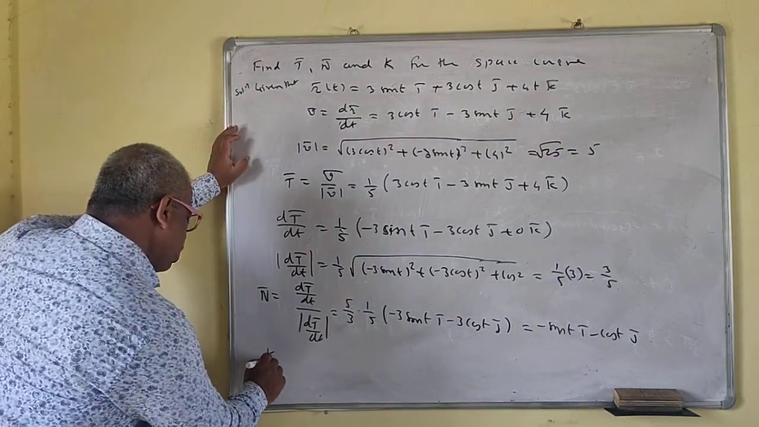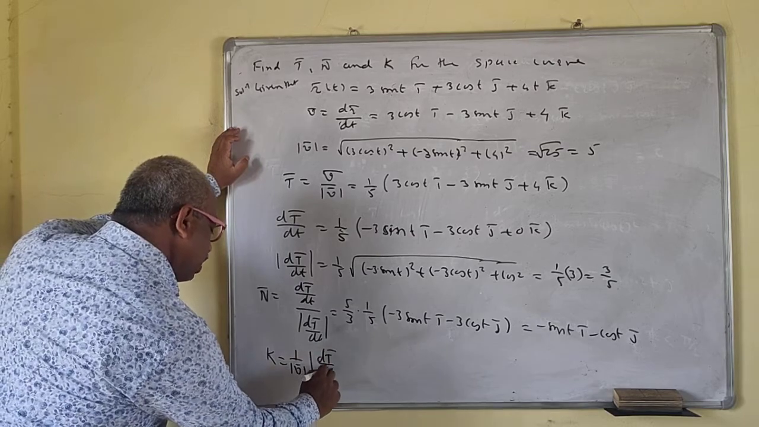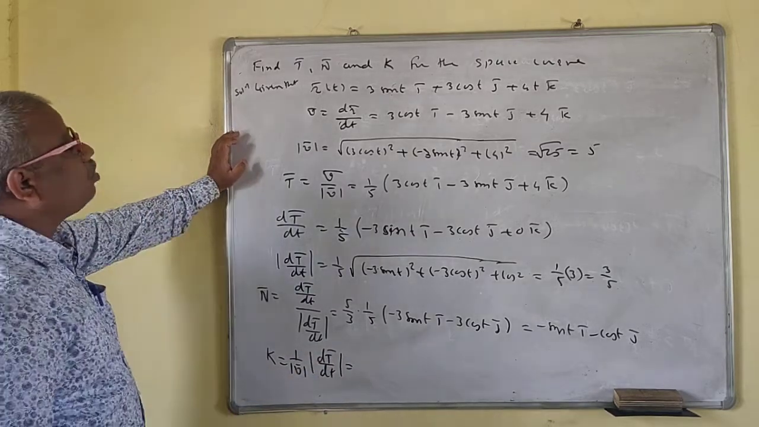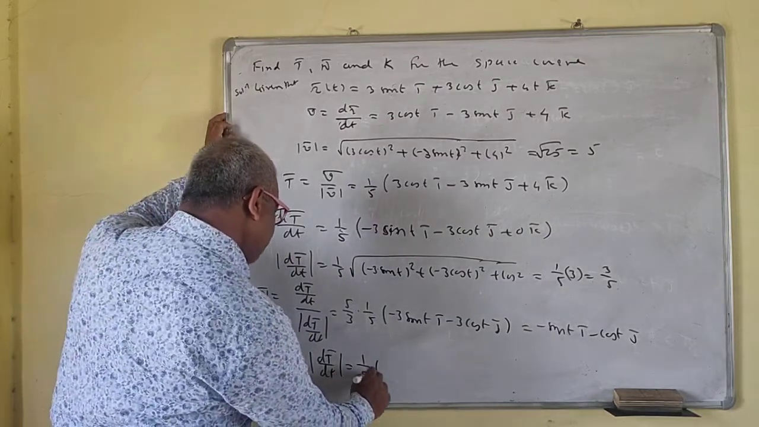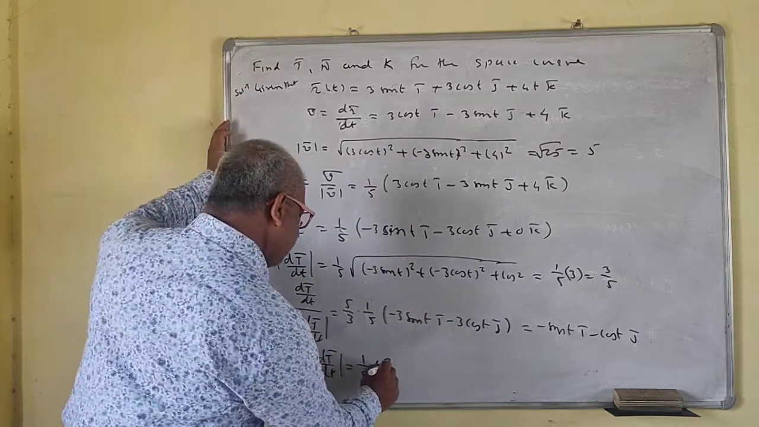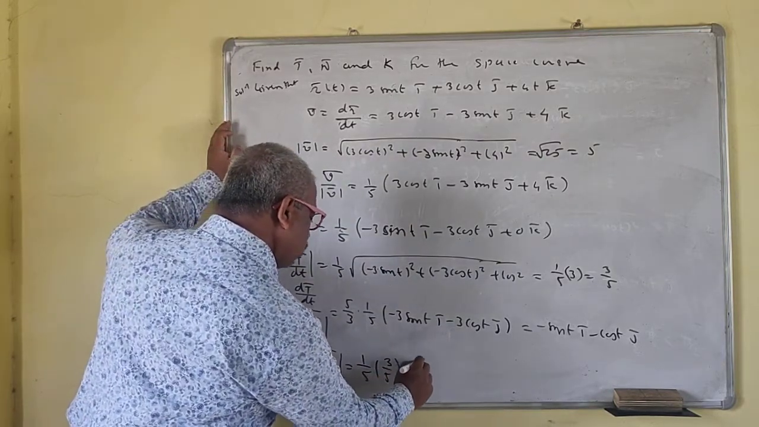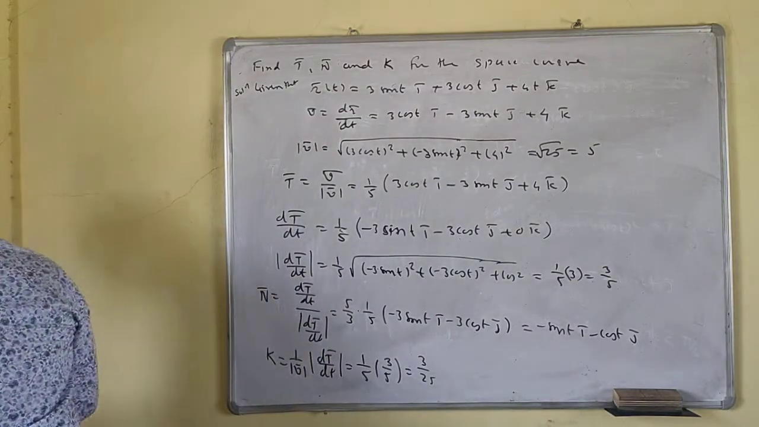Okay. So now your curvature is 1 upon mod of v bar times mod of dt bar by dt. The magnitude of v bar is 5, so this is 1 by 5. And the magnitude of dt bar by dt is 3 by 5. So this is 3 by 25. So your answer is 3 by 25.